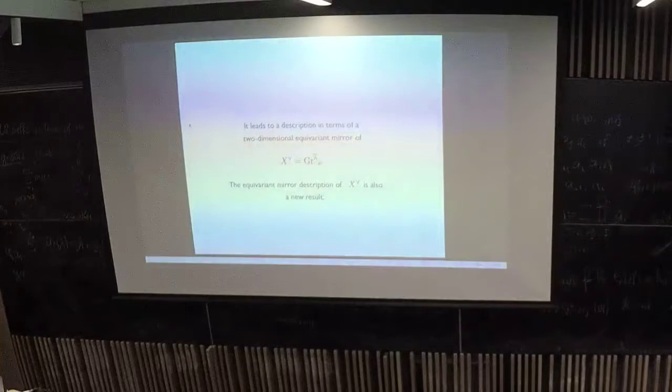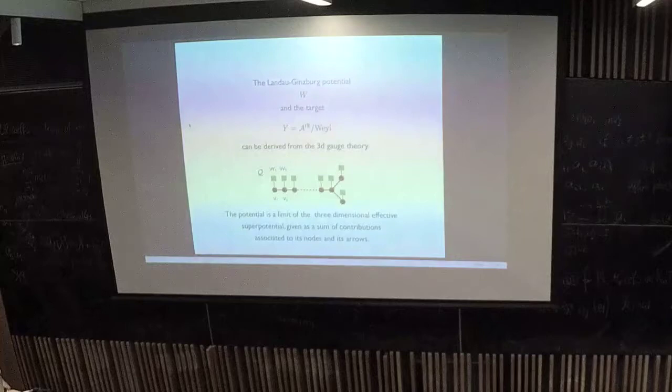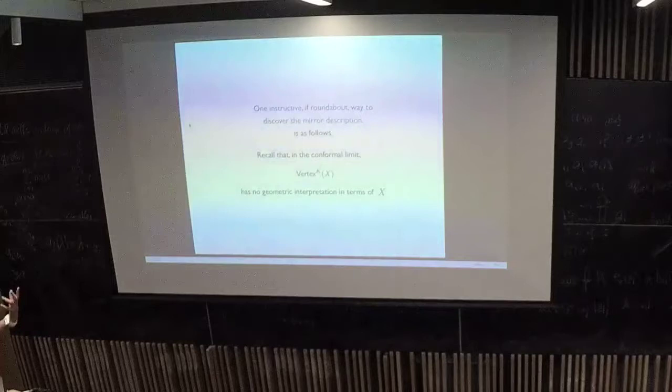So the equivariant mirror turns out to be a Landau-Ginzburg theory. We start with a certain target Y and a certain potential W. Both of them you can derive from the 3D gauge theory we started with, as a limit of some simple one-loop calculation. But another way of discovering the mirror description is as follows.